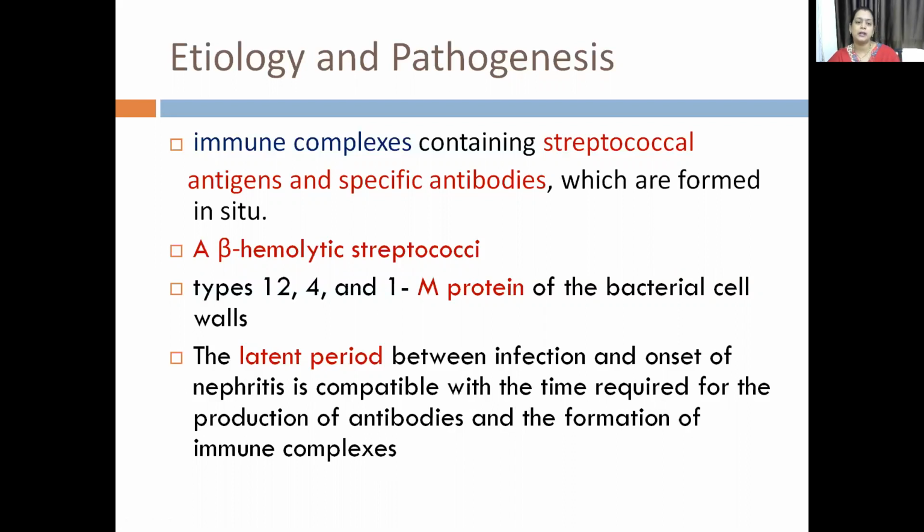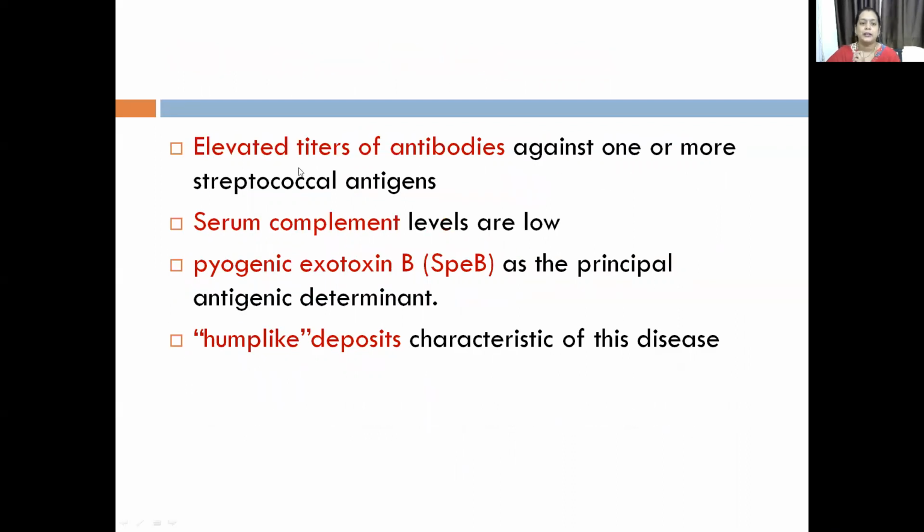So the latent period of the infection and the formation of antibodies is compatible. See how we know that the person is having glomerulonephritis: by history, by their economic status and all. You just take the history, the sore throat history. Then if you have an investigation, there will be elevated titers of antibodies. Okay, and then second one is serum complement levels are low.